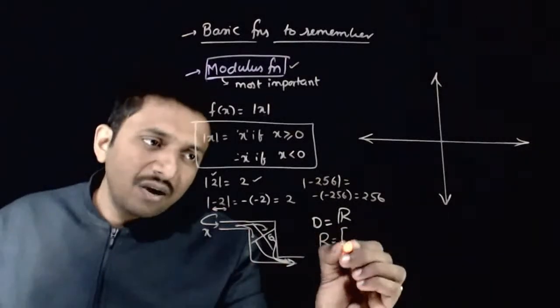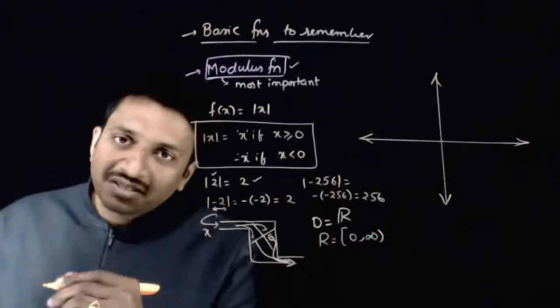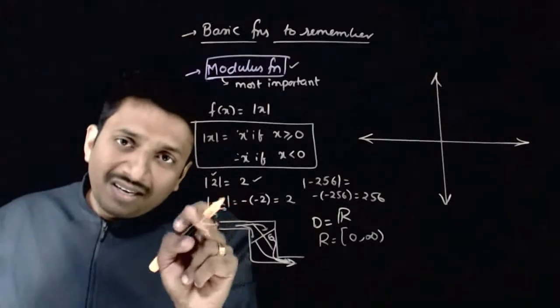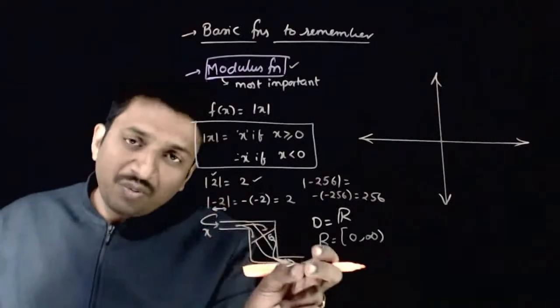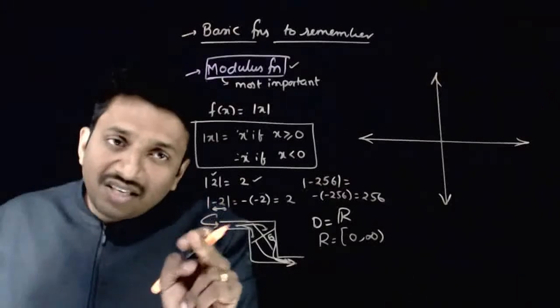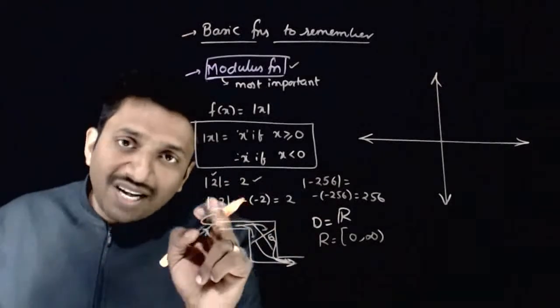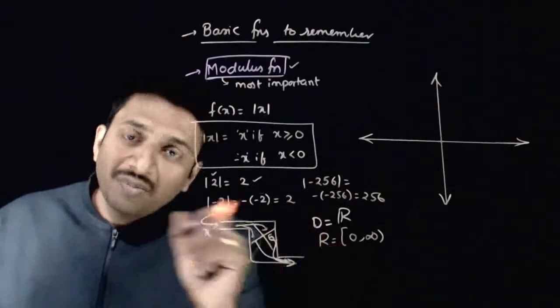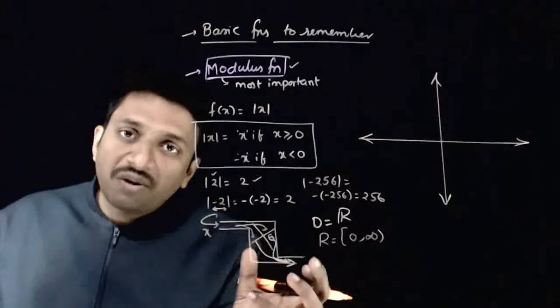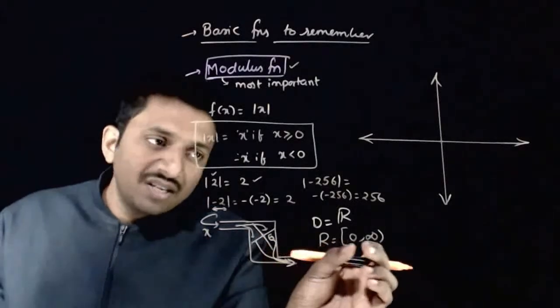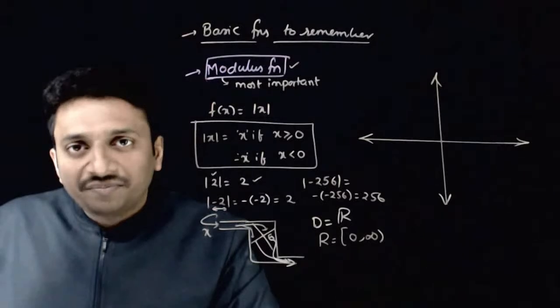The range is closed 0 to infinity, because if I send positive numbers inside this machine, positive numbers come out. If I send 0, 0 comes out. But if I send negative numbers also, only positive numbers come out. So negative numbers cannot come out of this machine. Hence the range is closed 0, infinity.